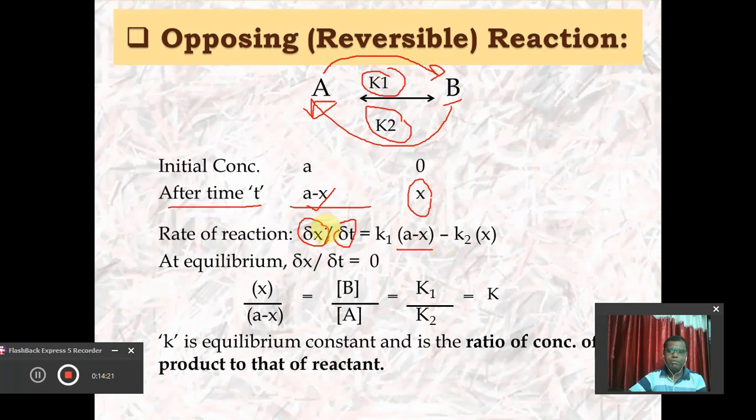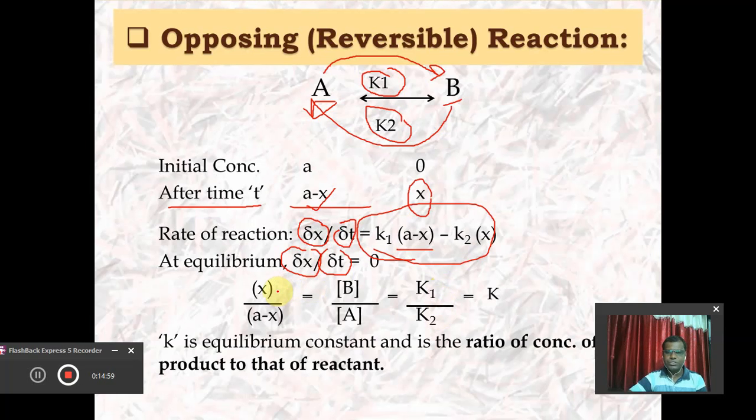And at equilibrium, you know very well, the concentration of reactant and product remains the same, or becomes equal, meaning there is no change in the concentration of both the species. It means that the change in concentration becomes 0. So definitely this term will become 0. So the rate of reaction delta X by delta T becomes 0, and after simplification this whole term becomes equal to 0. If I transfer K2 into X to this side, it will become positive. So X upon A minus X is equal to K1 upon K2.